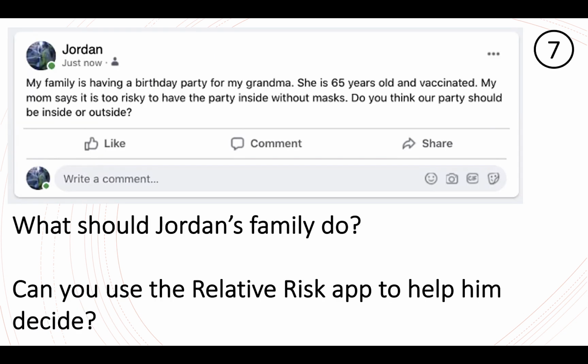Another option is to move on to a social media post that I pulled from our high school lesson. We wanted to make these social media posts to give students a chance to talk about the things that they might be hearing their friends or family say on social media or in person. So here's an example of a post where you can ask the students to read the post and then discuss what they think Jordan's family should do, but then also ask them to use the relative risk tool to help them decide. So they're practicing using data to make arguments for or against a particular choice.